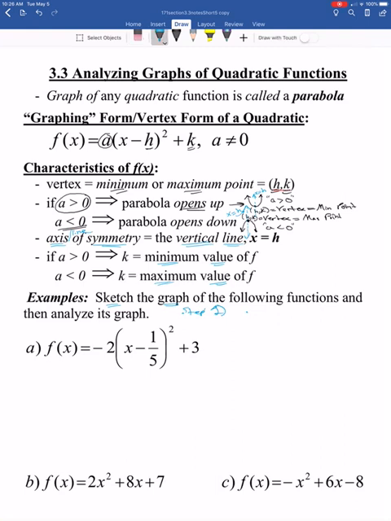So let's go ahead and talk about this first example. Now, one thing we like about this first example, example A, is this is vertex form.